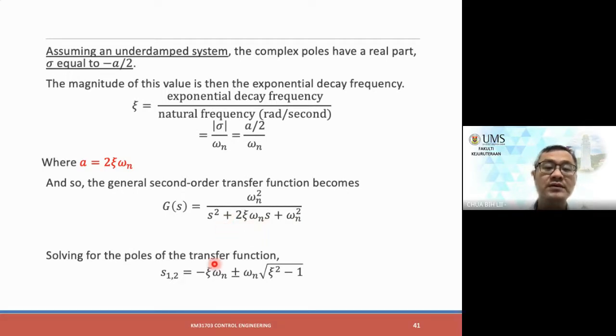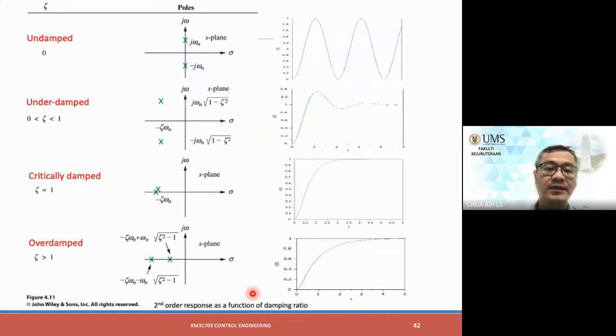And to solve this one, immediately we have these solutions: minus sigma omega n plus minus omega n square root of sigma squared minus 1. So you can see that when we have this form, easily we can solve them into poles by following these equations. This equation is basically the exact same as the root solution for a second order quadratic system, right?